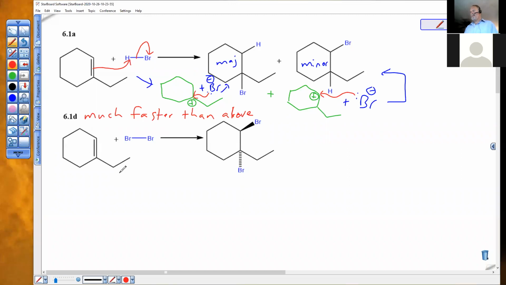Before we start, though, why did the first reaction start like this? Do you remember? Why did we attack the hydrogen? Why is the alkene pi electrons interested in the hydrogen? And the answer was the hydrogen being bonded to a more electronegative halogen is very positive.